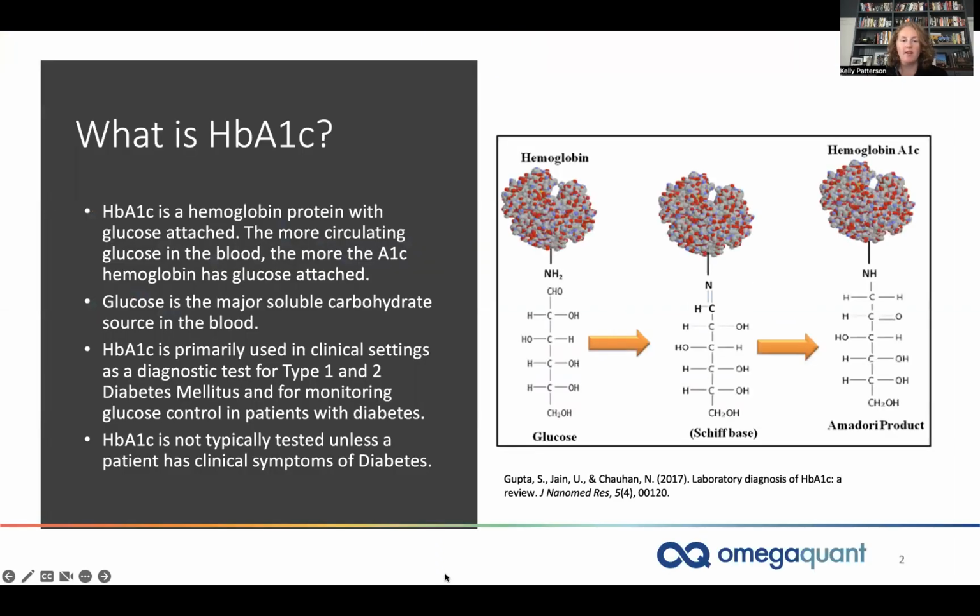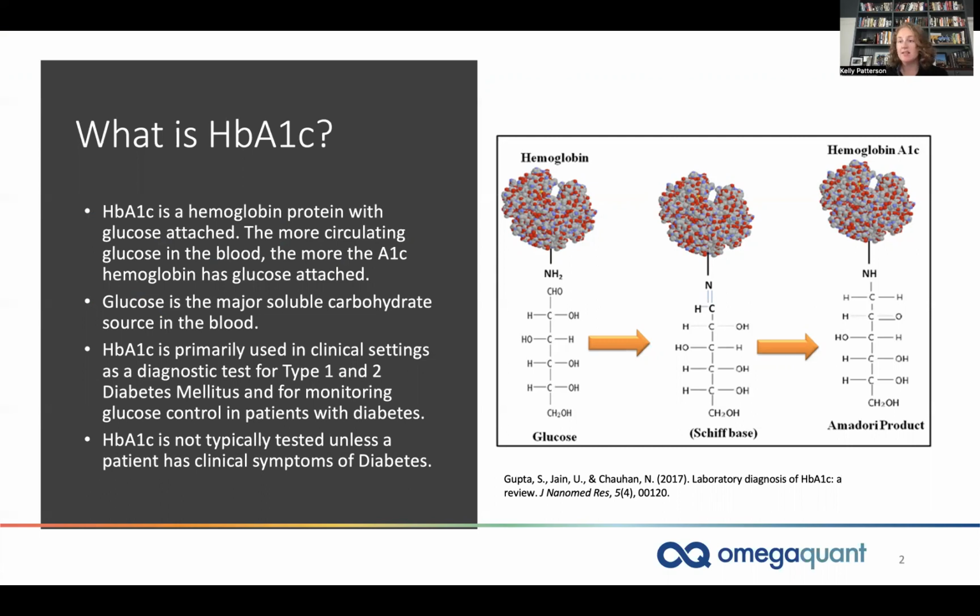So starting off, what is hemoglobin A1c? Hemoglobin A1c is a hemoglobin protein that has glucose attached. The more circulating glucose, which is the major soluble carbohydrate source in our blood, the more of it will become attached and attracted to this hemoglobin A1c protein. A1c is just the name of this particular hemoglobin protein that attracts this glucose.